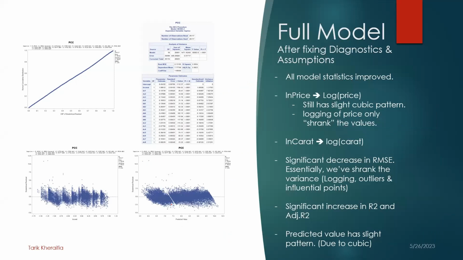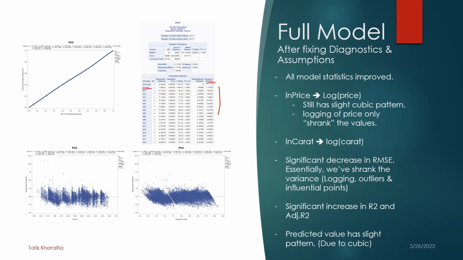And after fixing the diagnostics of outliers, multicollinearity, and influential points, as well as the assumptions by transforming the variables, this was the full model. Here we can see that none of the predictors have a VIF value above 10, but we also removed a lot of the predictors. We only have ln carat as the remaining numerical predictor.